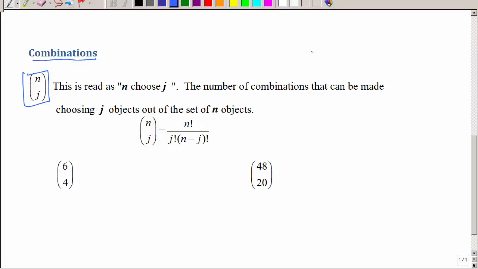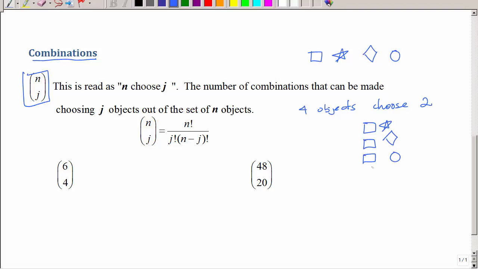So let's say you have a square, a star, a diamond, and a circle, and I say how many different combinations can you do by choosing 2 of them. So I would have 4 objects, but I would choose 2 of them. Well, you could list them out. Let's see, we could have square and star, square and diamond, square and circle, star and diamond, star and circle, and diamond and circle. Order does not matter.